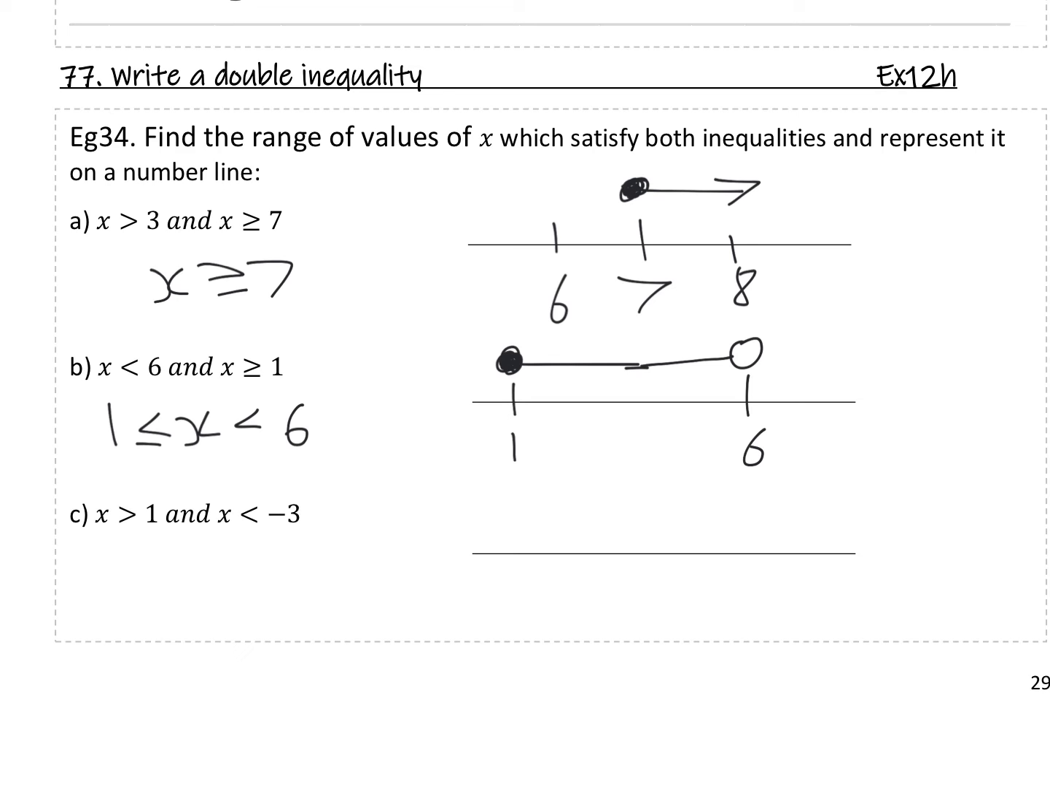Finally, we've got x is greater than 1. So x is anything bigger, like 2, 3, 4. X is less than minus 3. So that's like minus 4, minus 5, and so on. Now, they are two distinct regions, so you could never write them as a double inequality.